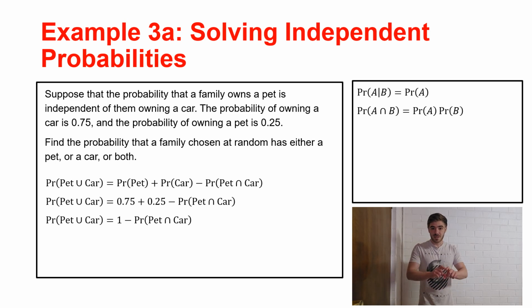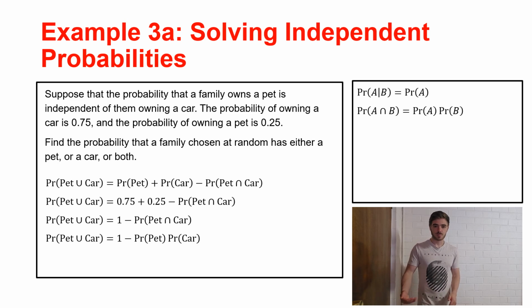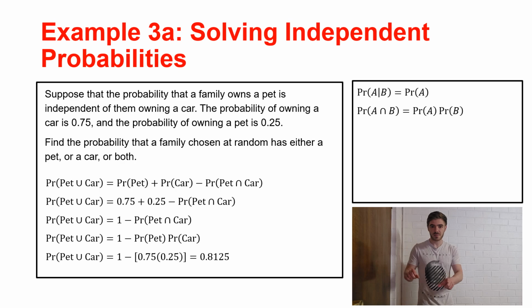We know that events are independent if the intersection is the same as the product of the individual events. So all we're going to do here is replace that intersection with the product of those two individual events. And since we already know those probabilities, all we're going to do is multiply them together and then simplify our result.